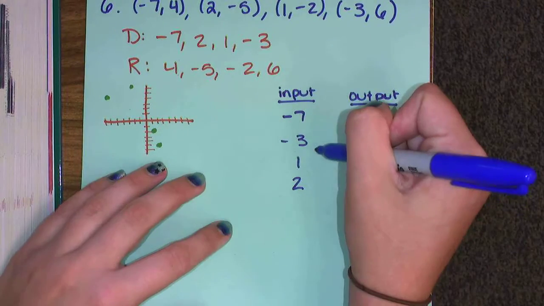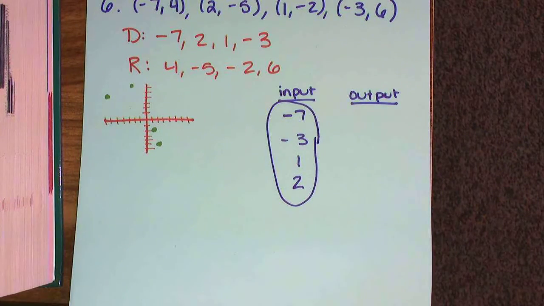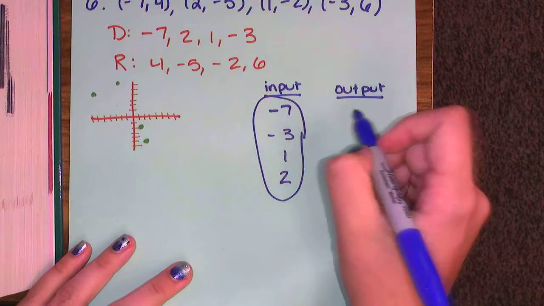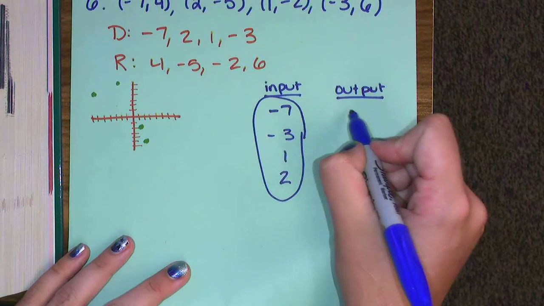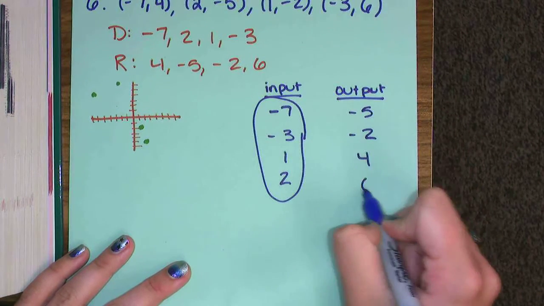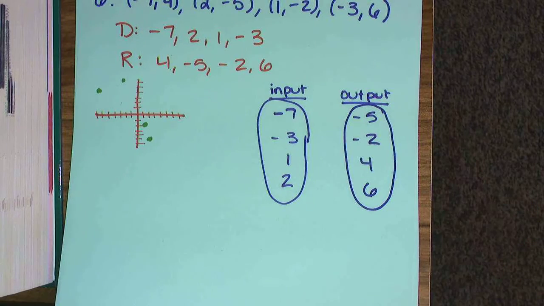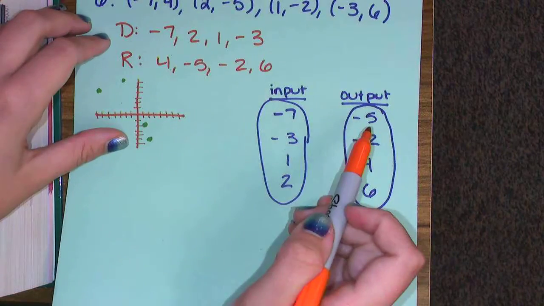And then remember, we circle them as one thing here. Then my outputs, I'm going to do the same thing. So I have, let's see, -5, -2, 4, and 6. And I'm going to circle those. And then I'm going to use a different color to connect them. If y'all want to use a different color, you can. So now I'm drawing the lines between the points.